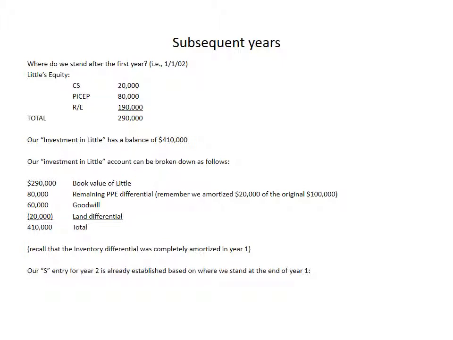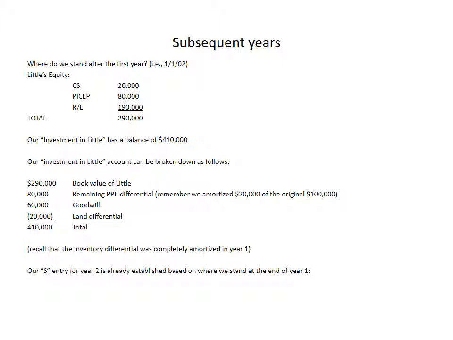And let's go ahead and break that down and think of what that represents. Our investment in Little represents, first, $290,000 for the book value of Little, plus there's $80,000 of the remaining property, plant, and equipment differential. Initially it was $100,000, but we wrote off $20,000 of that. There's still $60,000 of goodwill there, and there's still that $20,000 negative land differential. The inventory differential is gone. Again, it was all consumed or written off that very first year.